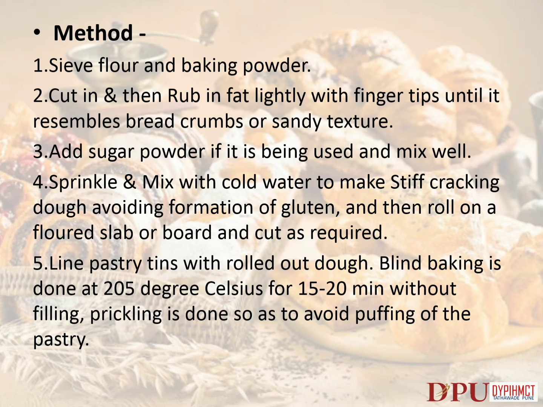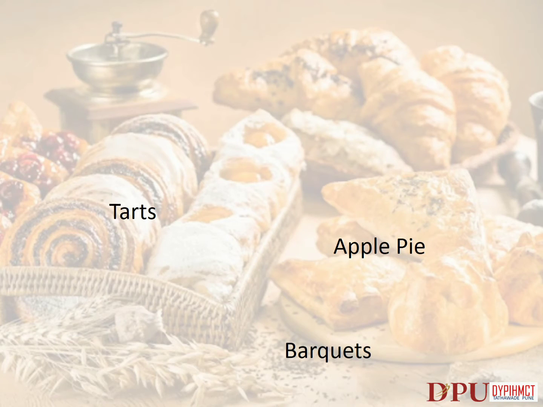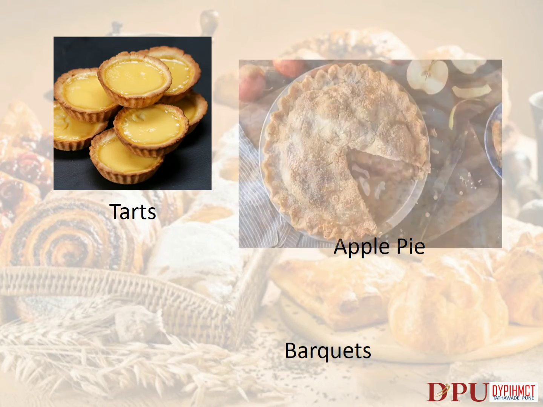5. Line pastry tins with rolled out dough. Blind baking is done at 205 degrees Celsius for 15 to 20 minutes without filling. Pricking is done so as to avoid puffing of the pastry. Tarts. Apple pie. Barquettes.